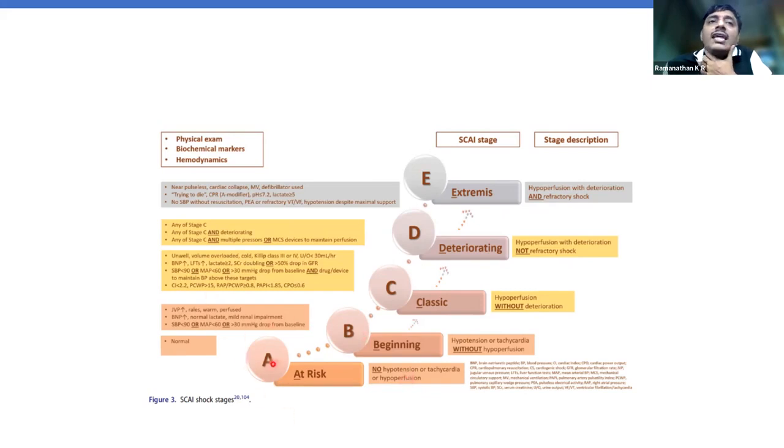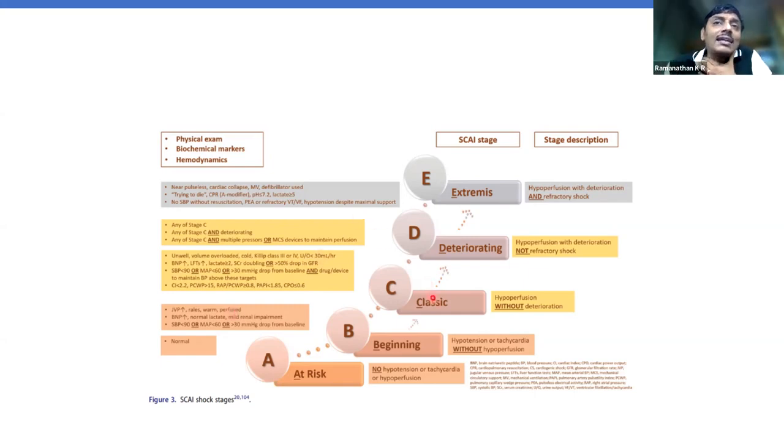As I said earlier, stage A is essentially normal. Stage B, where there is beginning of cardiogenic shock, you may get to see hypotension or tachycardia. The JVP would be raised. You would get to see the patients. When I say hypotension, you still need to define it for the sake of cardiogenic shock. It's usually defined as a systolic BP of less than 90 or a MAP less than 60, or a more than 30 millimeter drop from baseline.